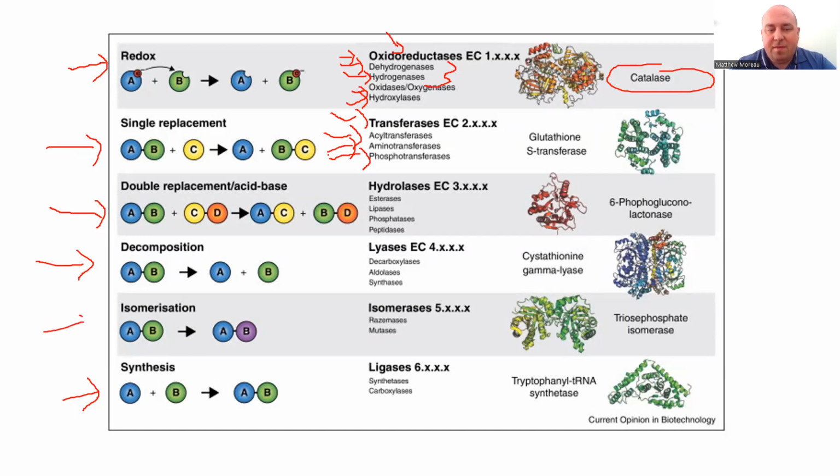And then finally, we have isomerases. And as we talked about, isomerases basically don't chemically change the composition of molecules, but they change their structure, or they isomerize them. So racemases and mutases are two of the more common subfamilies of isomerases in all of biology.